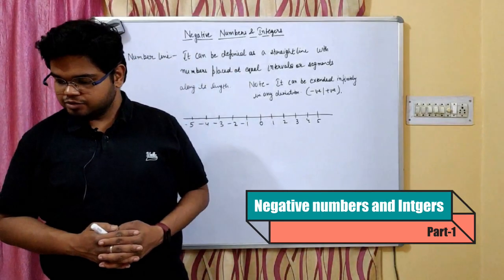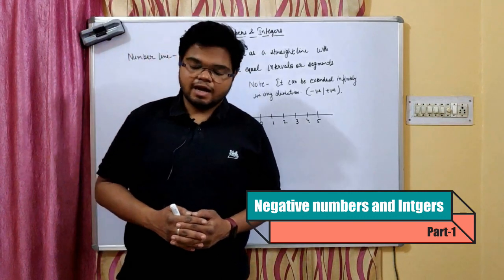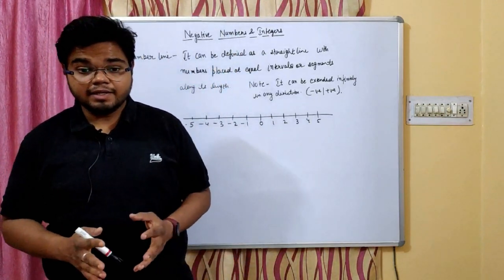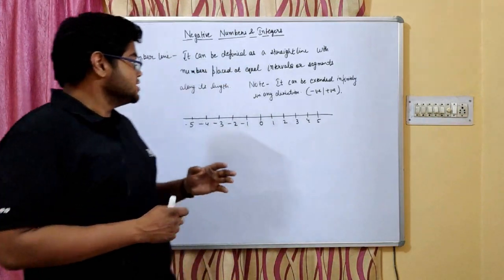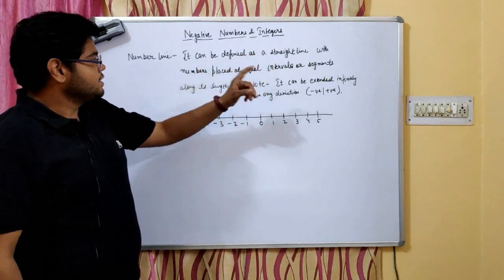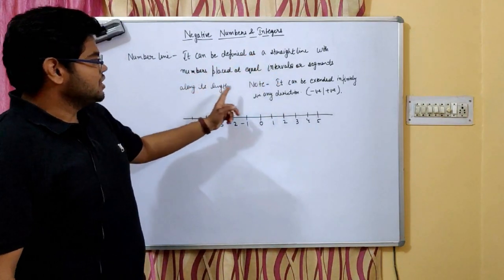Children, today we'll be starting with our next chapter, that is negative numbers and integers. Before going into the chapter, we need to discuss what a number line is. The definition says: a number line can be defined as a straight line with numbers placed at equal intervals or segments along its length.